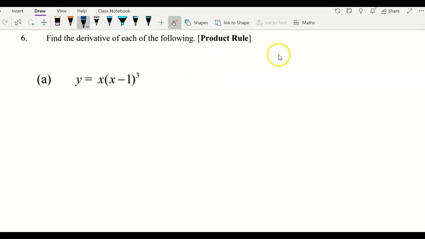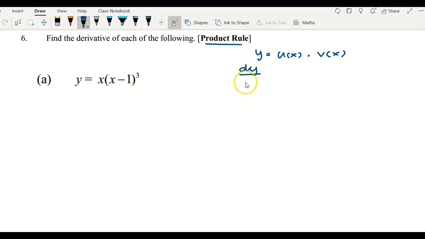Hello everyone. This video is going to show how to use the product rule to find the derivative. Basically, the product rule refers to a function y equals u(x), a function of x, multiplied by another function v(x). If you have this type of function and you want to differentiate it, or find its derivative, you can use the product rule.